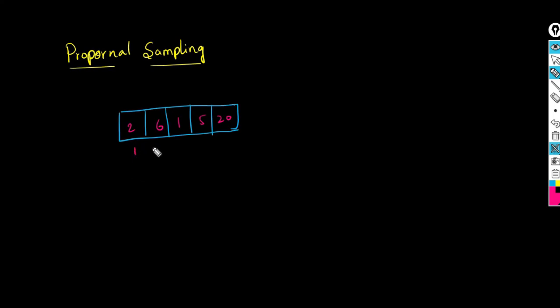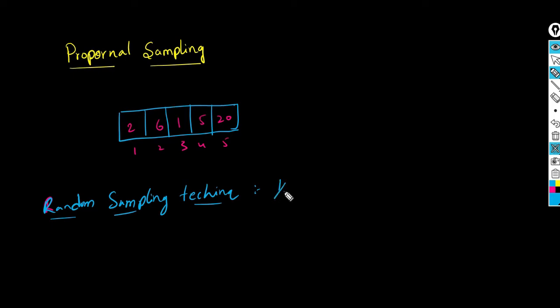Here we have 5 elements: 1, 2, 3, 4, 5. 5 elements are there in the list, and the values are 2, 6, 1, 5, 20. If we use the random sampling technique, the probability of picking every element in the list will be the same. Here we have 5 elements, so the probability of picking any element is going to be 1 by 5, that is 0.2.